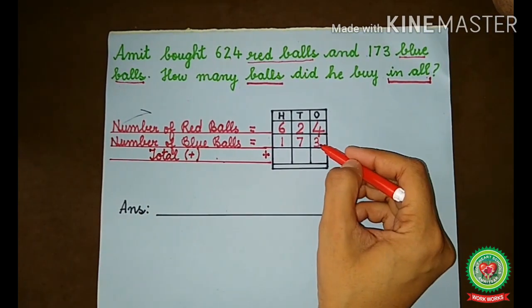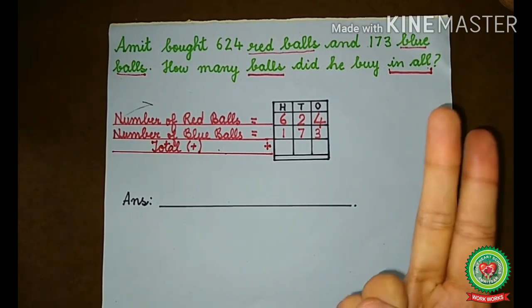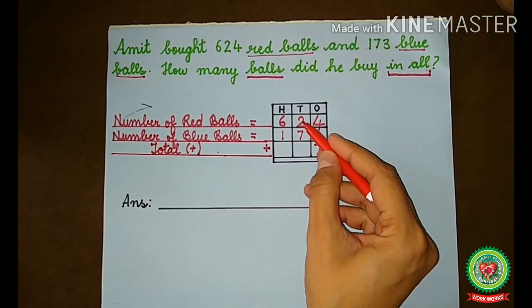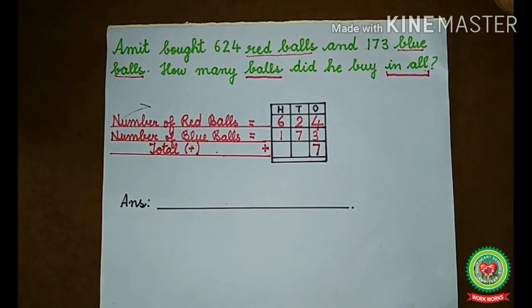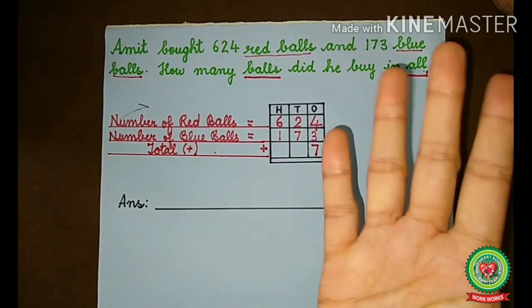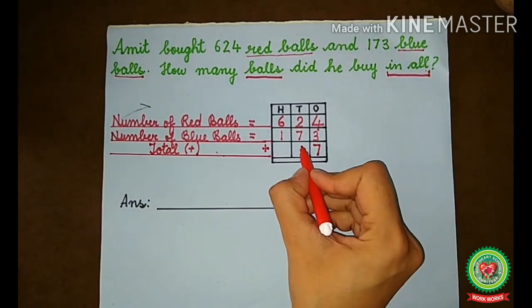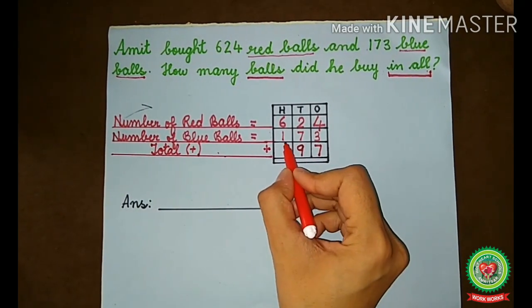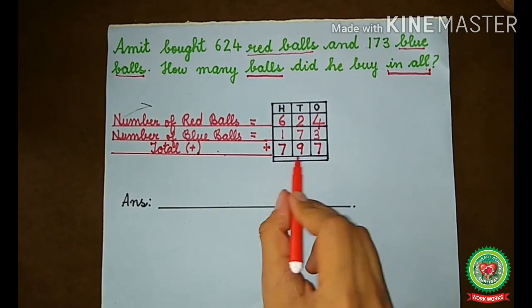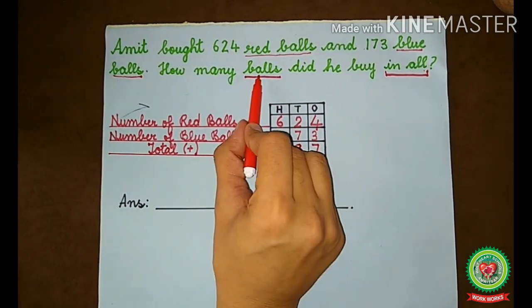Now 4 plus 3. After 4 count 3 more: 5, 6, 7. So what will we write? 7. And after 2 we will count 7 more: 3, 4, 5, 6, 7, 8, 9. 2 plus 7, 9. And 6 plus 1, 7. So what is the answer? 797. Now you have to see what were we finding.